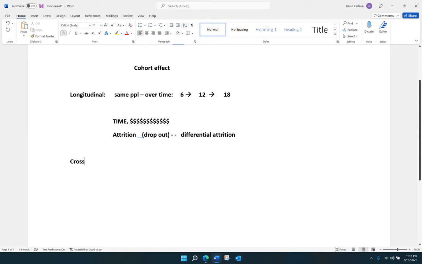And then the final thing I'm going to talk about in terms of research design is called cross-sequential. So this combines the two approaches. What you do is you start off with the cross-sectional. So you'll have the 6, the 12, and the 18-year-olds, and you'll do it cross-sectionally at first. Which is great because you can get data right away, right? The longitudinal study, you have to wait 12 years to get these data. In cross-sequential, you do a cross-sectional study first. You can have data right away.